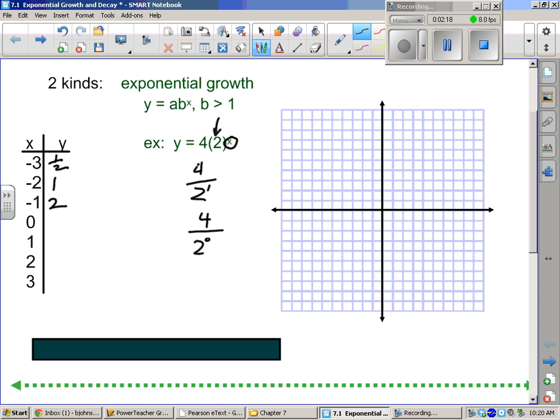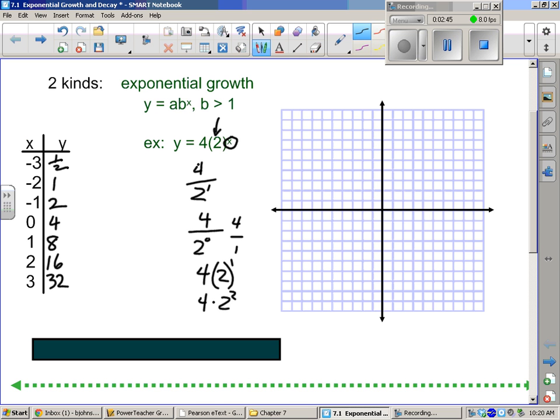Let's see if it happens again. 2 to the 0 is 1. So 4 over 1 is just 4. It doubled again. Do you think it's going to do it one more time? This time I don't have to put it in the basement. How come? Because it's positive 1. So 4 times 2 to the 1 is 8. It doubled again. So I bet the next one is 16. We'll see. 2 squared times 4. That's 4 times 4, which is 16. And I'm going to go out on a limb and say this is 32.